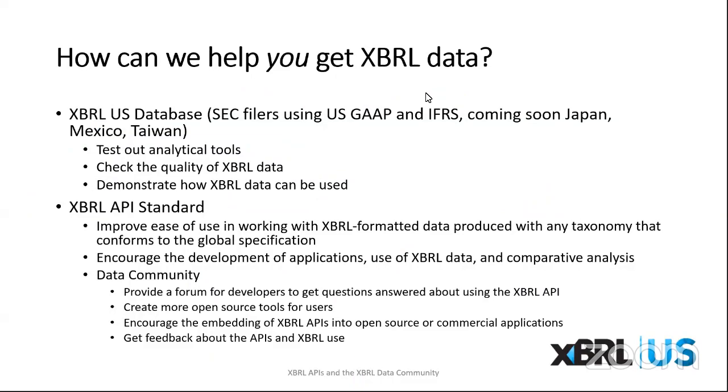So let's talk a little bit about how we can help you get XBRL data, get access to some of this data. Back when the SEC program first went into place in 2009, we started looking at the data that was coming in and decided to create a database. So the XBRL US database began extracting an RSS feed from the SEC and pulling in all of the US GAAP data that was reported by public companies. So we pulled in all the US GAAP data, and then starting in 2017, when foreign private issuers began filing, we began pulling in IFRS data as well.